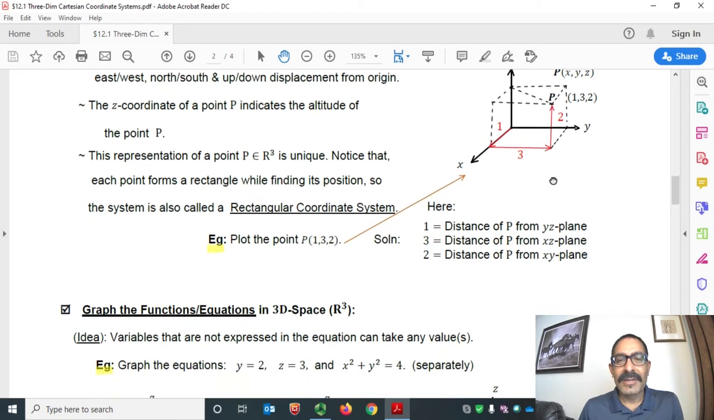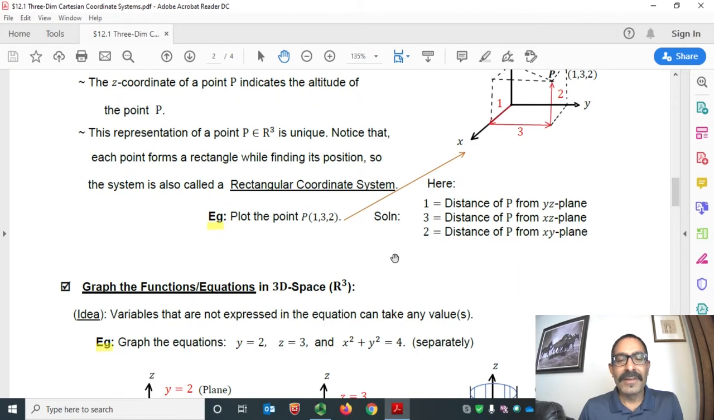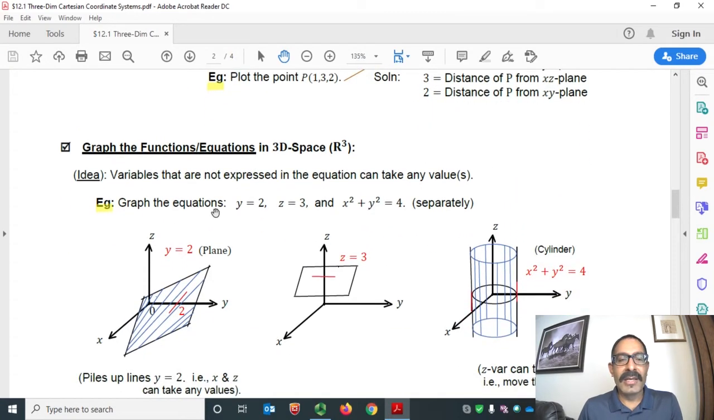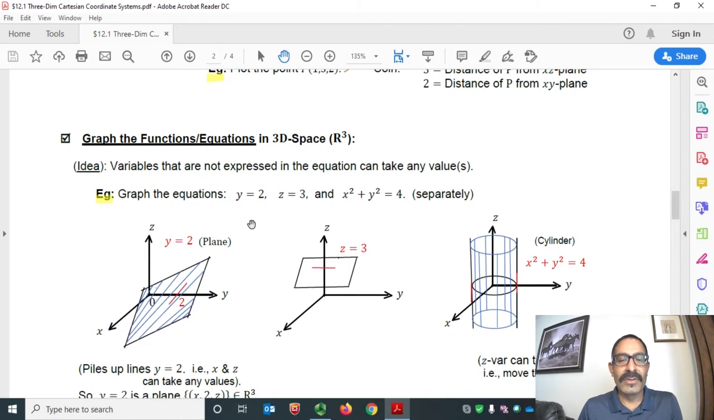So next, let's talk about graphing the functions in R3. So the idea is that variables that are not expressed in the equations can take any value without limit. So for example, let's graph the equations y equals 2 in the first diagram, z equals 3 in the second diagram, and x squared plus y squared equals 4 in the third diagram.